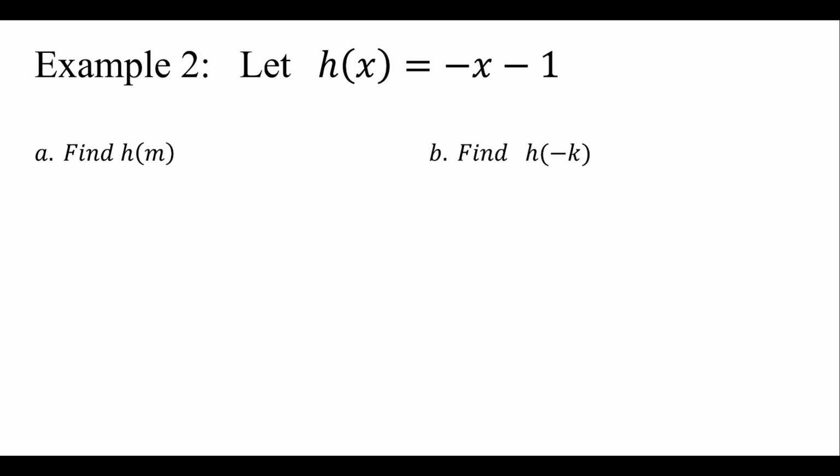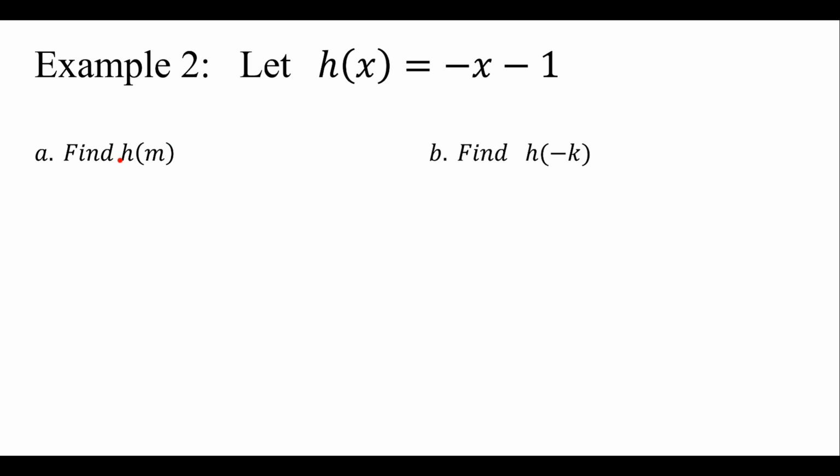In this case, we have a function that's called h, and this function varies with respect to the variable x. So the rule of the function h is that you give it some input, any input x, and what is h going to do to it? It's going to negate it and then subtract 1 from it. So no matter what input you feed h, it's going to negate it and then subtract 1 from it.